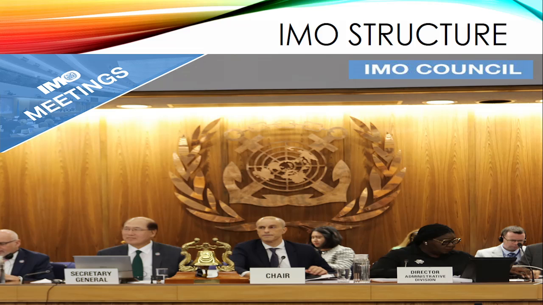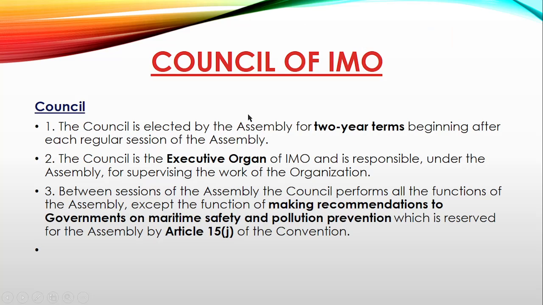As you can see, the council consists of the secretary general, chairperson, and directive and administrative divisions. So basically the council is elected by the assembly. As we have seen earlier, it is elected by the assembly for a 2-year term, beginning after each regular session of the assembly. Whenever the assembly meets every 2 years, they elect the council for the next 2 years. The council is the executive organ of the IMO and is responsible under the assembly for supervising the work of the organization.